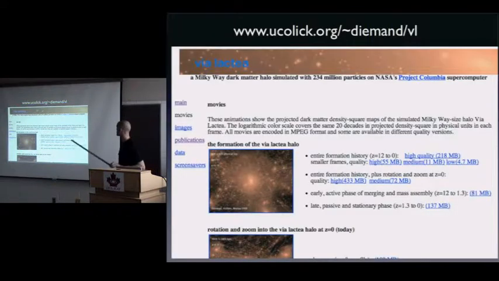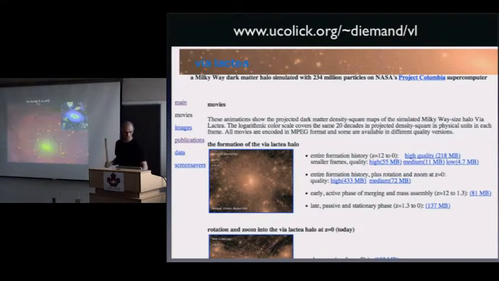So all these movies are available here on this website. We also have the data available there. What we have on this page is the evolutionary tracks of all systems, so we know their positions and sizes at all times. So you can plot these tracks, and if you want, you can assign light or dwarf galaxy properties to them with semi-analytic methods. So that's all available there. And so that was for the first Via Láctea run.